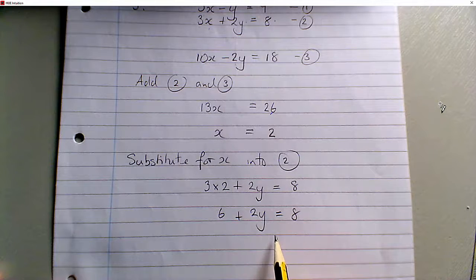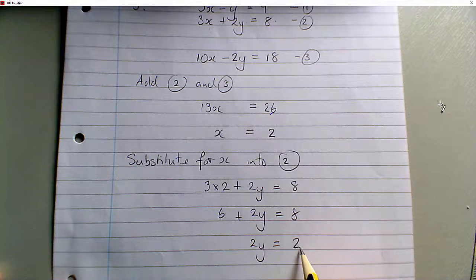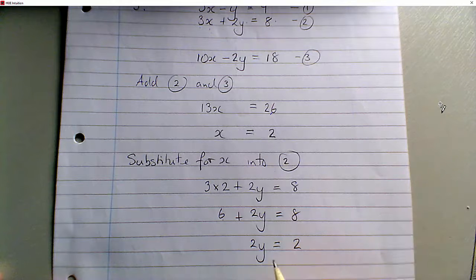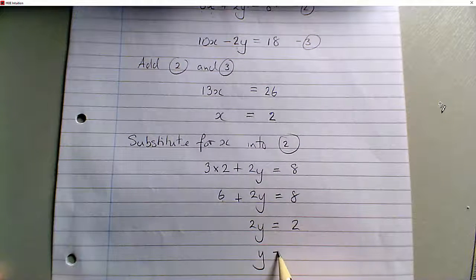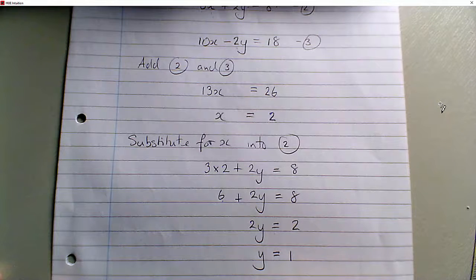So now let's get rid of the 6. We'll take 6 away from both sides and we'll get 2y equals 8 take away 6 will give me 2. 6 from 6 will knock out the 6. 2y equals 2. We can guess what y is, can't we? Divide both sides by 2 and y equals 1. So we've got both of our solutions again.